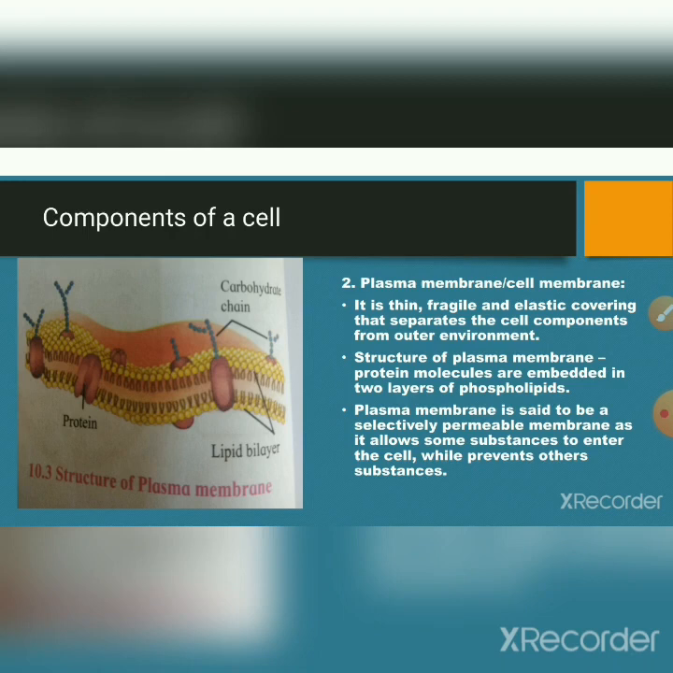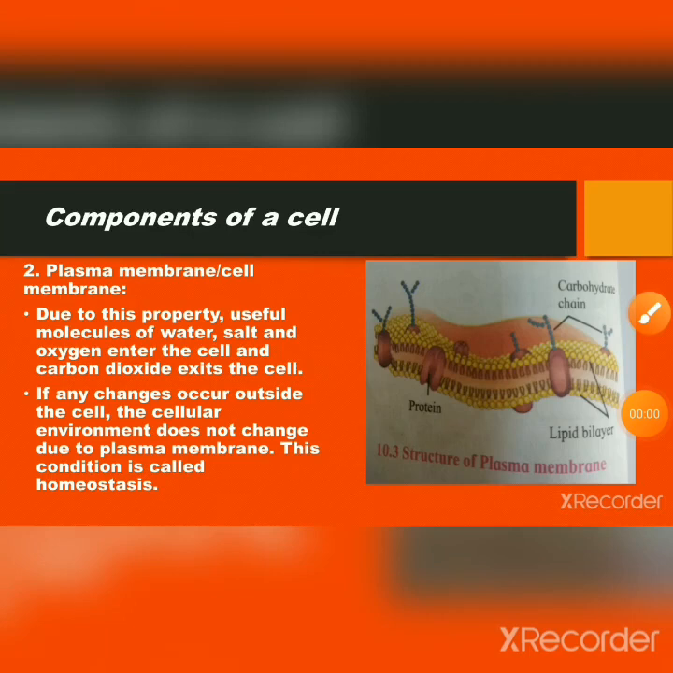Plasma membrane is said to be a selectively permeable membrane as it allows some substances to enter the cell while preventing other substances. Due to this property, useful molecules of water, salt and oxygen enter the cell and carbon dioxide exits the cell. If any changes occur outside the cell, the cellular environment does not change due to the plasma membrane. This condition is called homeostasis.